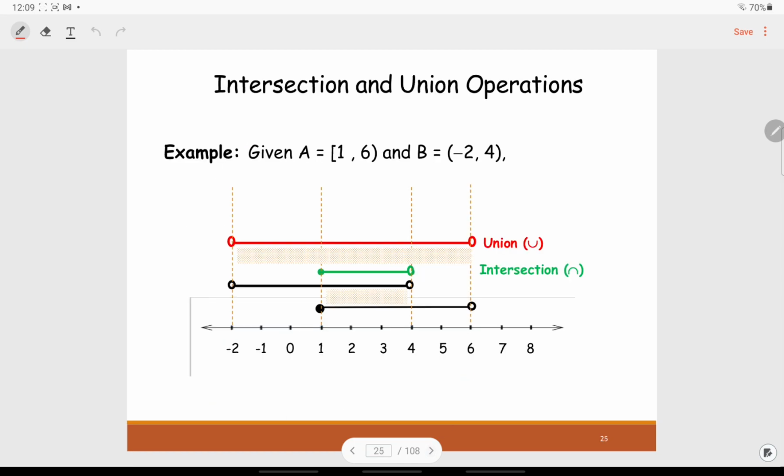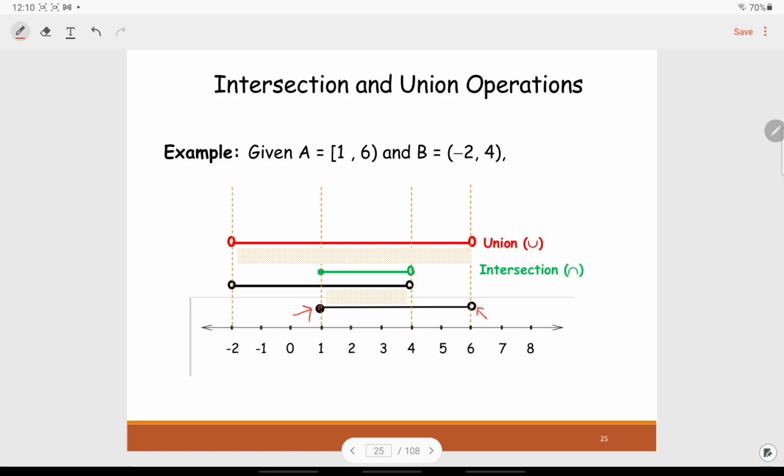Okay, now the intersection and union operations. Given two intervals, A and B, we first represent interval A on the number line. It is between 1 and 6 but including 1, so we put a black circle at this side, and it is excluding 6, so we use a white circle at the other side.